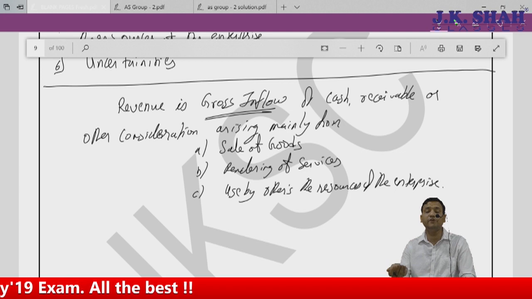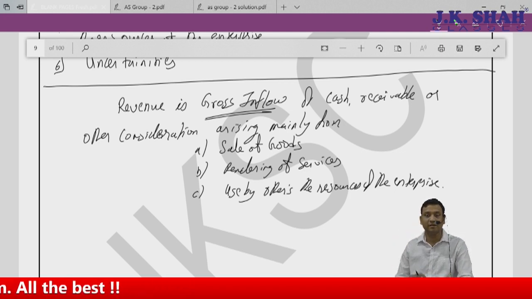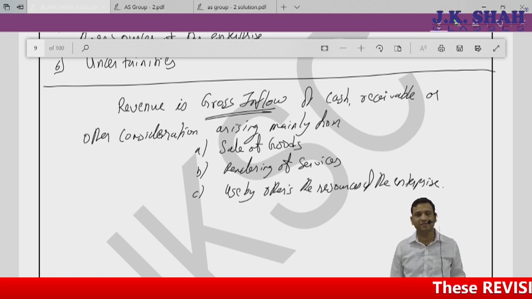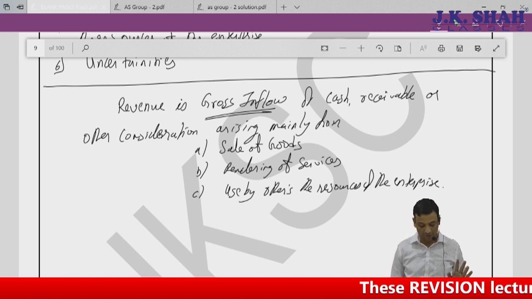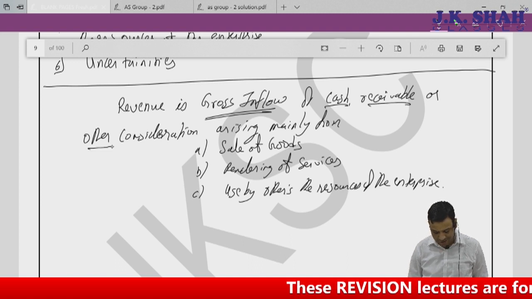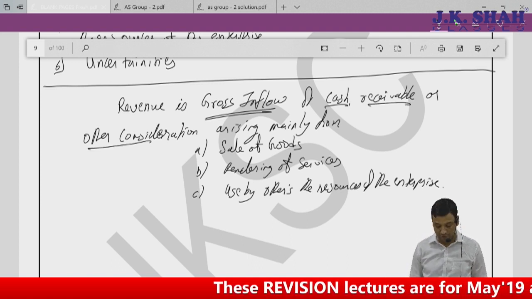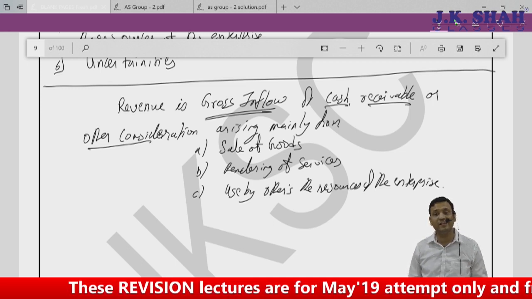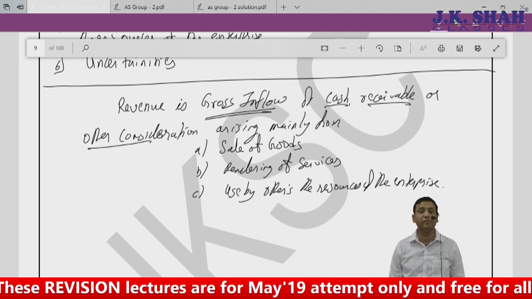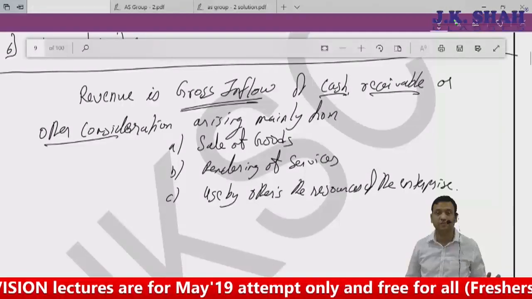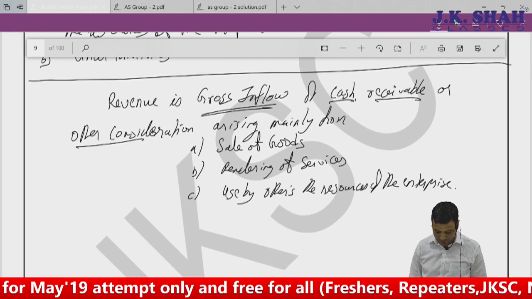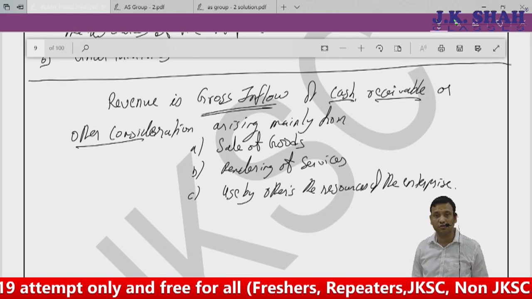Now, gross inflow, something should come in, is inflow. It means restriction of an outflow is not revenue. So if I'm going to get some discounts, if I'm going to get some rebates on my payments, that is not revenue because there is no inflow. There should be some inflow either of cash, receivable, or other consideration. It can be anything. Arising mainly from only this thing, sale of goods, rendering of services, and used by others, the resources of the enterprise. So natural increase in herds, agriculture produce will not be revenue because we are talking only with respect to sale of goods. I had 100 cattle, now they are 200. That is not covered by AS9 because it is only sale of goods, rendering of services, and used by others, the resource of the enterprise.